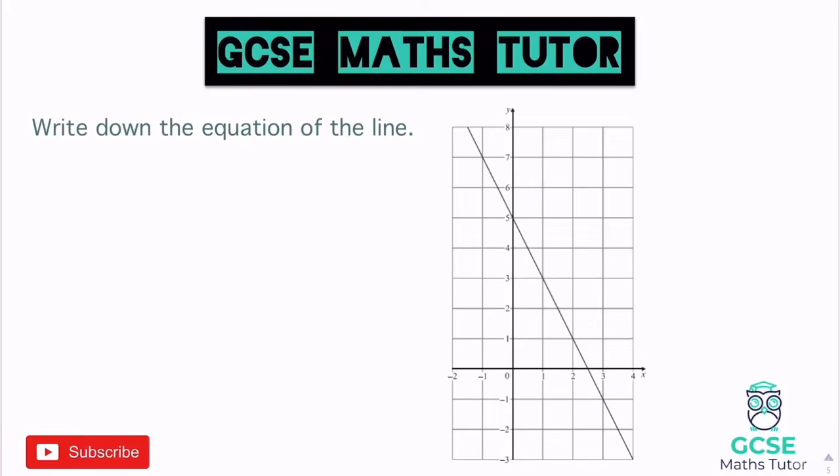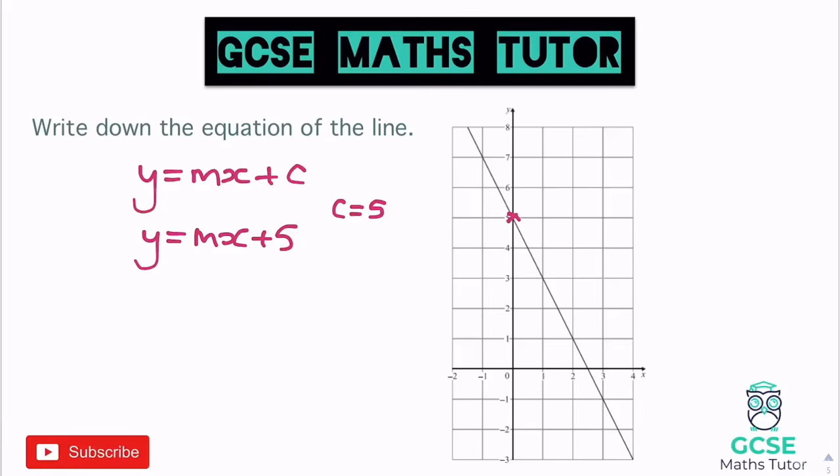Okay, so in this question we are given a line already drawn on a graph, and it says write down the equation of the line. Now we already know what the equation of a line is going to look like. It's in this format, y equals mx plus c. Again, that c being the y-intercept. Now we can see the y-intercept on the graph. It's over here, 5. So for starters, I can just put that straight in. We can say c equals 5, and we can put that in our line equation. So y equals mx plus 5. All we need to figure out is what the gradient is.